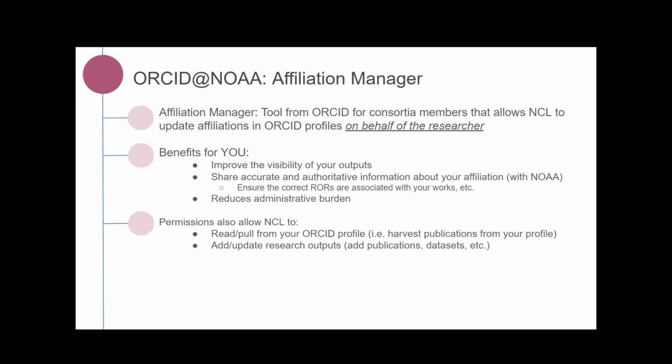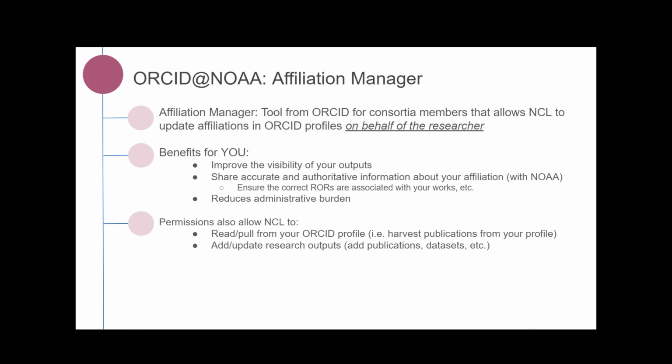So one of the key things that we are starting in on and testing out right now is what's called Affiliation Manager. This goes with our consortium membership, but essentially it's a tool from ORCID that would allow us as a consortium member to update your affiliations on your behalf. So we in the library could manage your NOAA affiliations for you. So instead of you having to worry about going in there, searching for the proper ROR ID, making sure that you have the right one for NOAA and the right one for GLERL and OAR, we could do it for you.